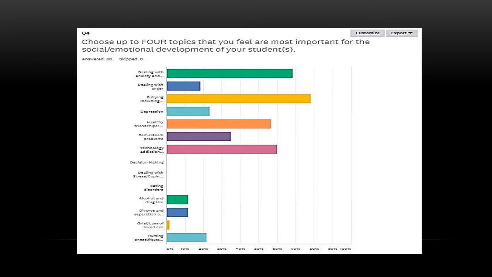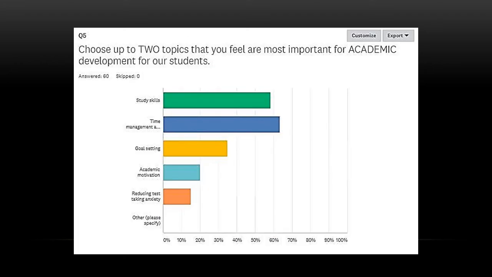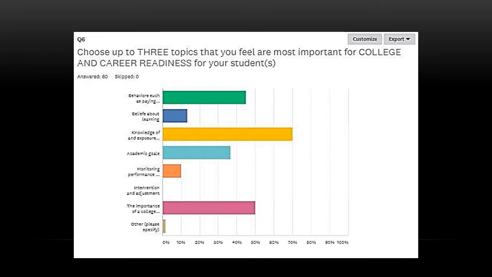So question 4 asks the survey takers to choose 4 topics that they feel are most important for social emotional development of the students. And the highest percentages were to dealing with anxiety and stress, bullying, including cyberbullying, healthy relationships, and technology addiction. Question 5 was to determine the 2 most important topics for academic development, which was study skills and time management. And then question 6 is regarding college and career readiness. The highest responses go to knowledge and exposure of career options and the importance of college and vocational training.